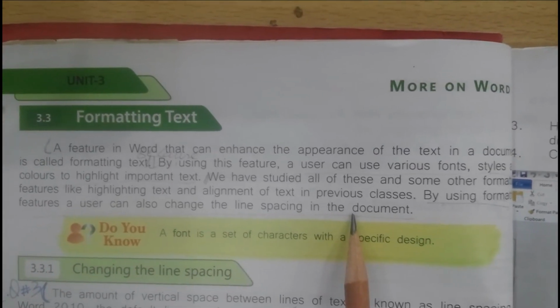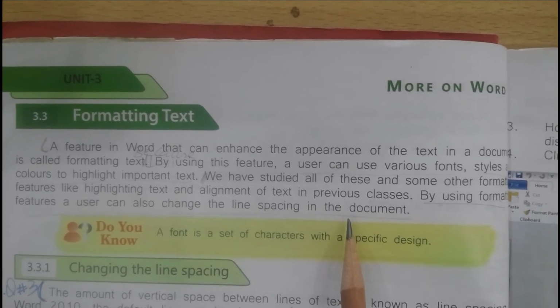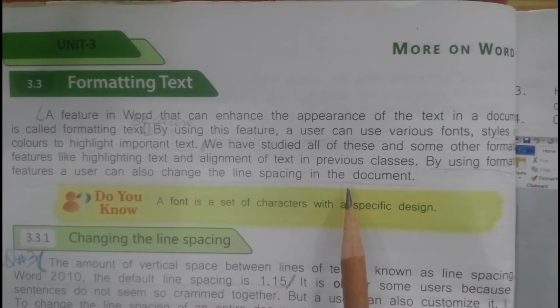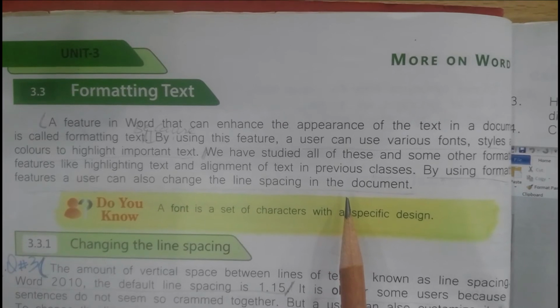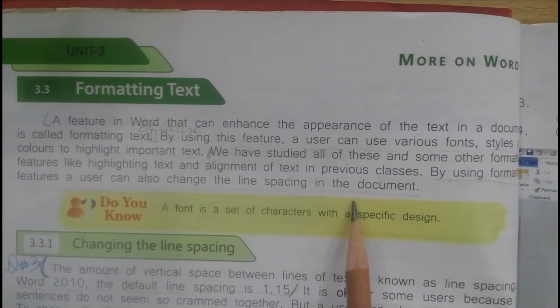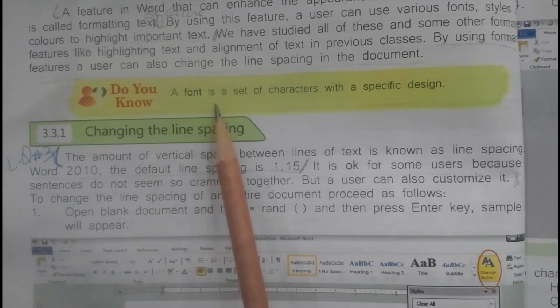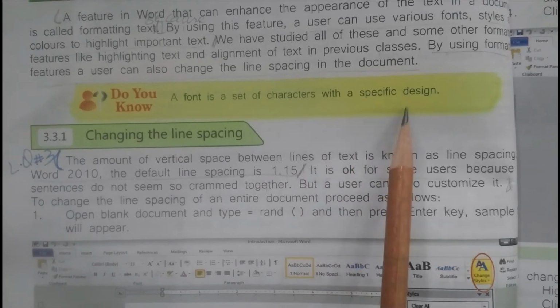Students, formatting text in Microsoft Word refers to controlling how text appears in your document. This includes the size, color and font of the text. It also covers text alignment, spacing and letter case. Do you know, students, a font is a set of characters with a specific design.